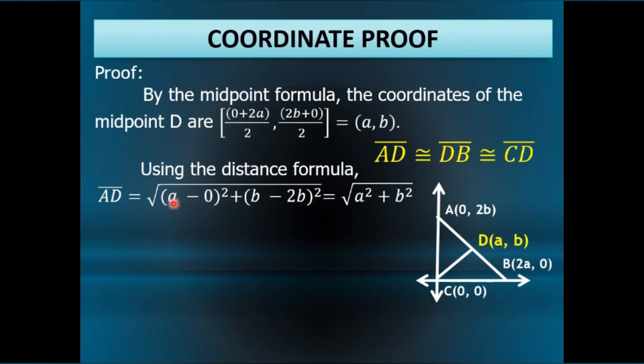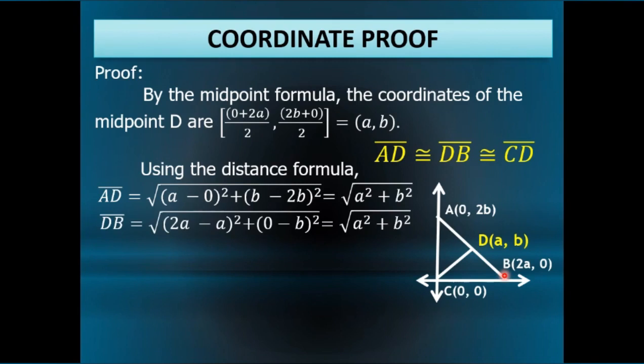We have a minus 0 is a, and then square, a times a is a squared. b minus 2b is negative b, and then square of that, negative times negative is positive, so b squared. So we have the length of the line segment AD will be the square root of a squared plus b squared. Let us now have the length of the line segment DB.